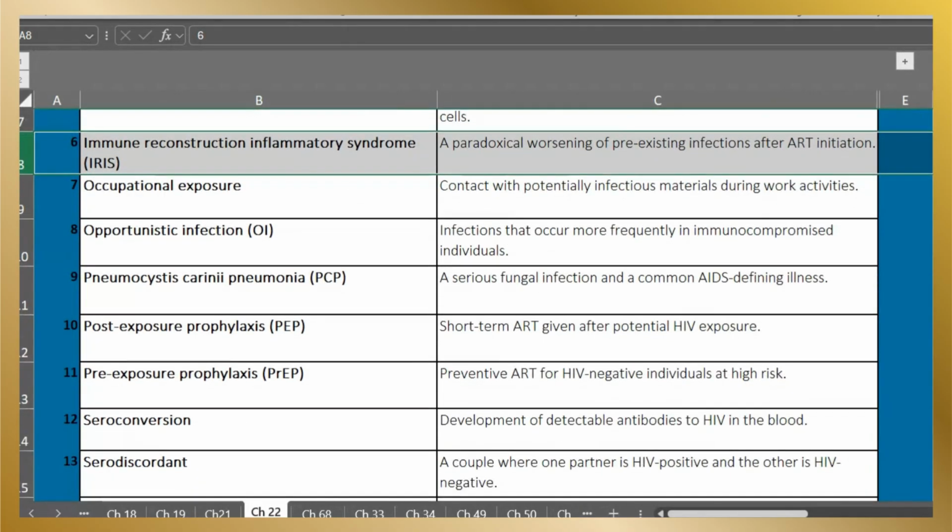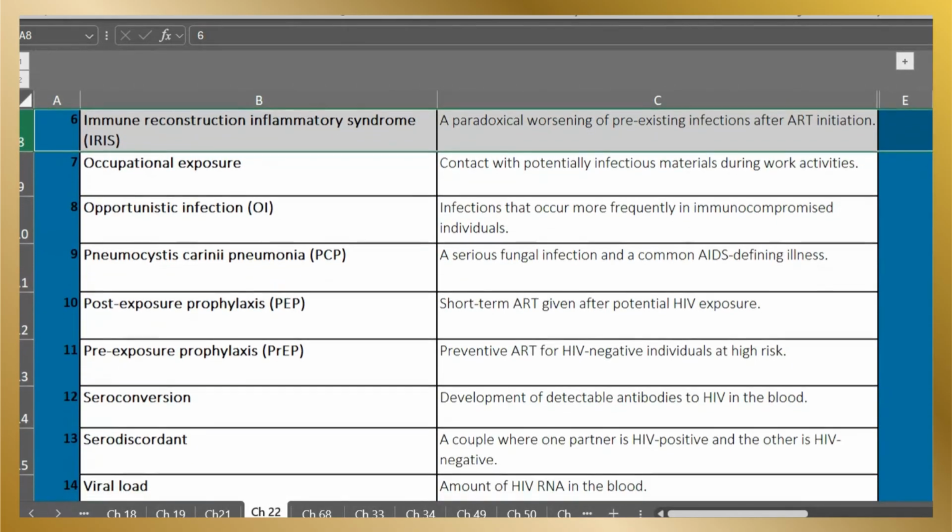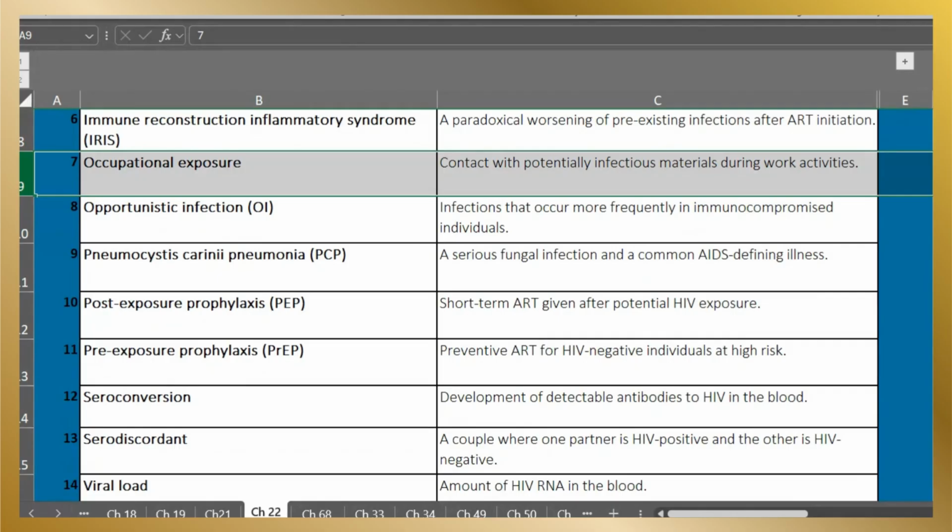Down the page. Occupational exposure, contact with potentially infectious materials during work activities. This is most often from needle sticks. Nurses should follow the PPE protocol immediately.